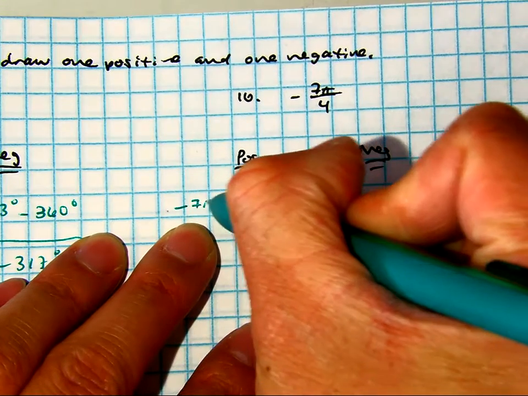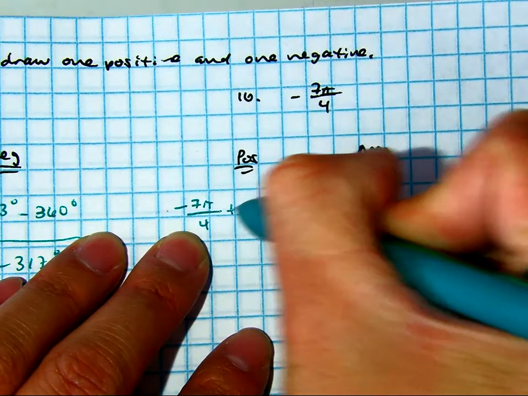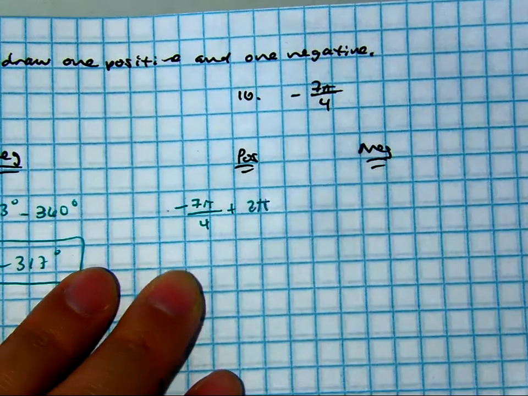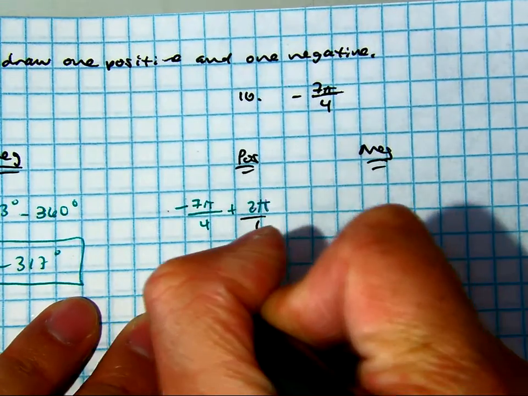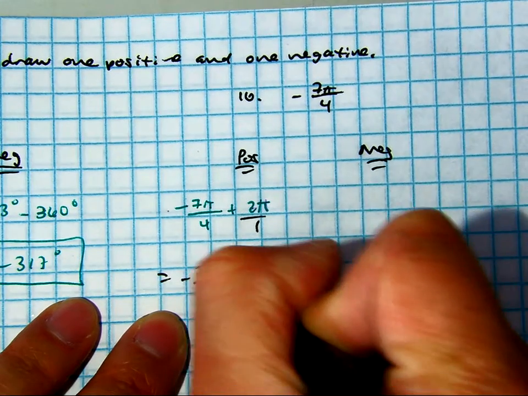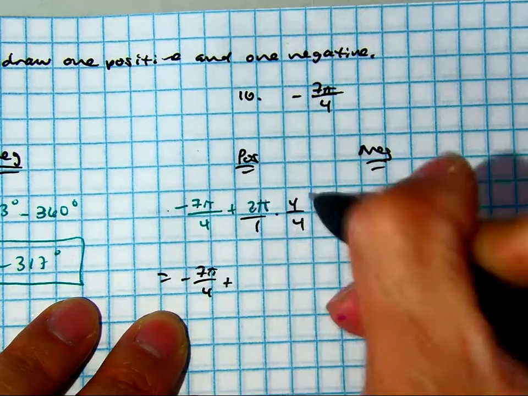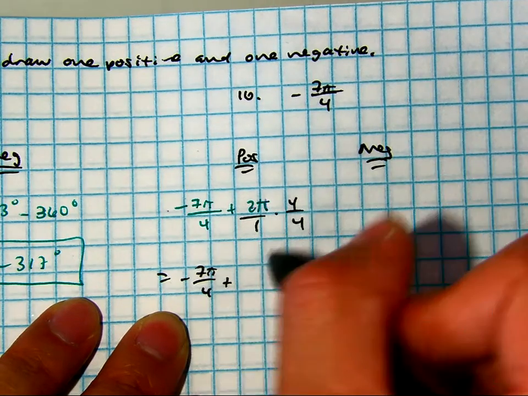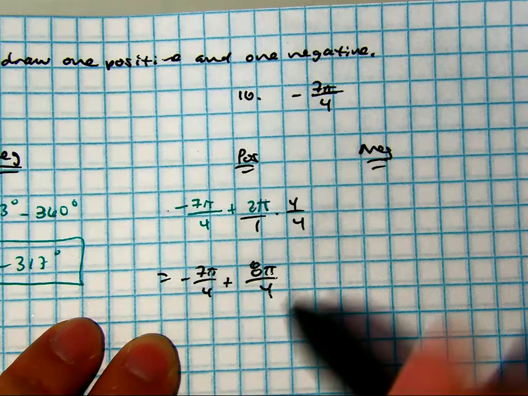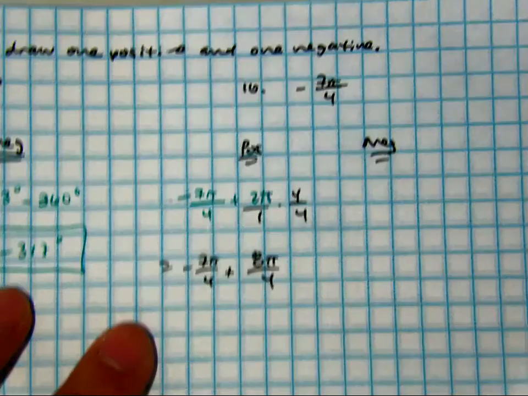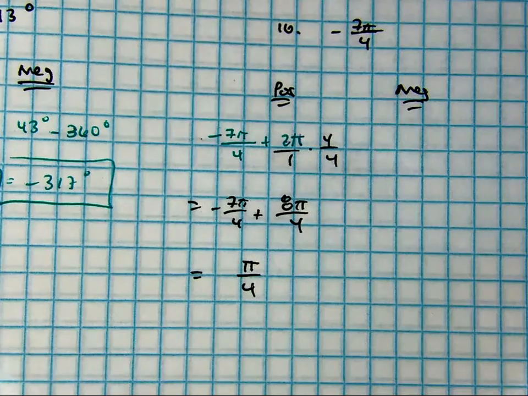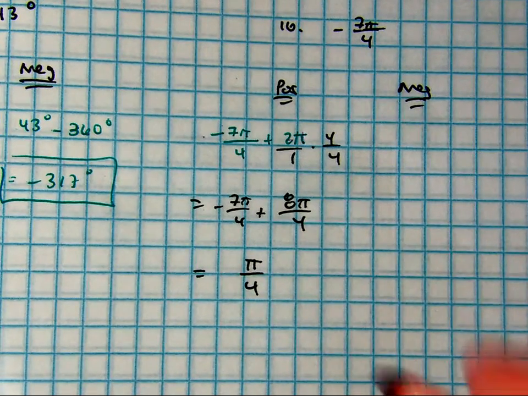is just adding a full rotation. Let's see if one full rotation will work. Put it over 1. Negative 7 pi over 4 plus, to give a common denominator, I'm going to multiply by 4 over 4, which is 1. So that becomes 8 pi over 4. Negative 7 plus 8 gives you 1 pi over 4, or pi over 4. Raise your hand if you got that. Yep.